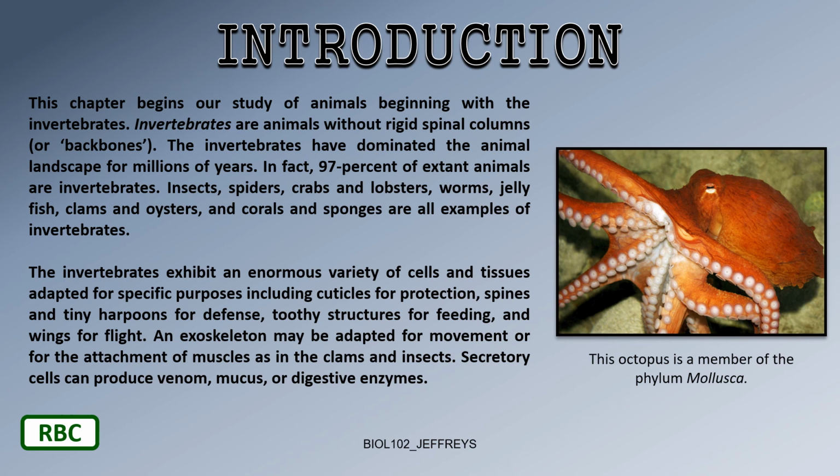So the invertebrates exhibit an enormous variety of cell and tissue adaptations for specific purposes, including outer cuticles for protection, spines and tiny harpoons for defense, toothy structures for feeding, and wings for flight. An exoskeleton can be adapted for movement or for the attachment of muscles, as in the case of clams and insects. And some invertebrates have secretory cells that can produce venom, mucus, or digestive enzymes.